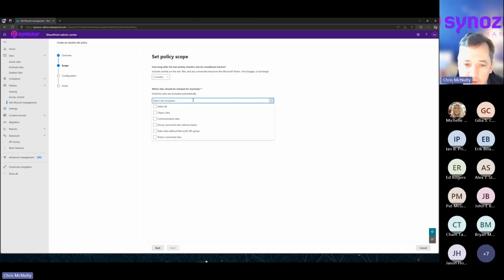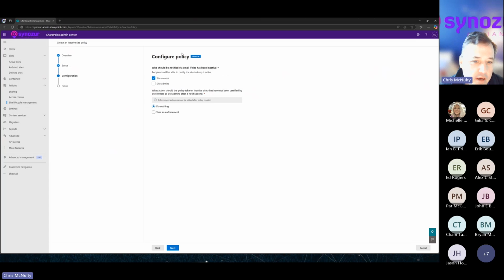It's fairly aggressive, but I can say, I want you to look at sites that don't have a group or sites that do, or look at everything. So we're going to look at everything. We can filter it. We can determine if we should look at sites with retention policies, if there are sites we want to block. And then the question is, who should be notified if a site has gone inactive? And then what should happen if people, after several notifications, don't do anything?